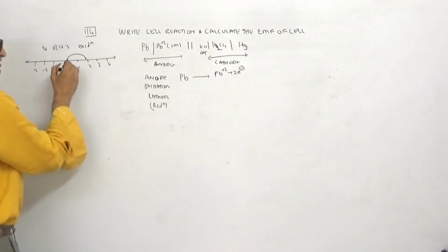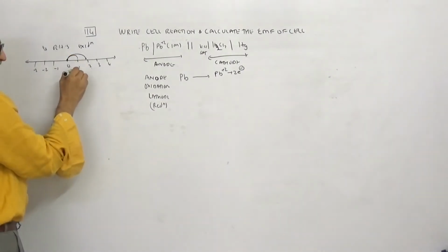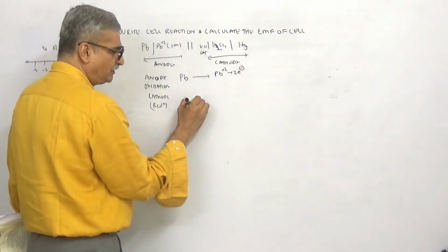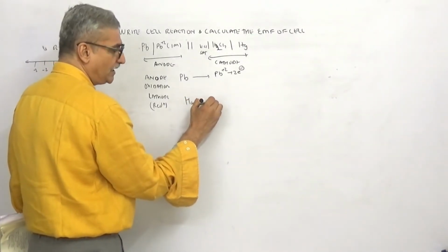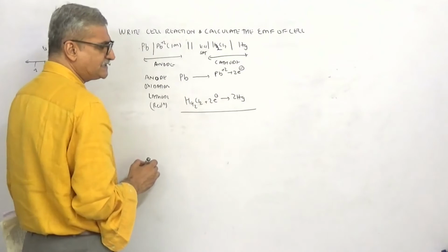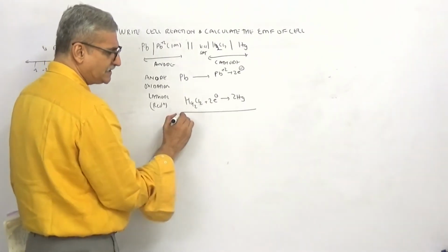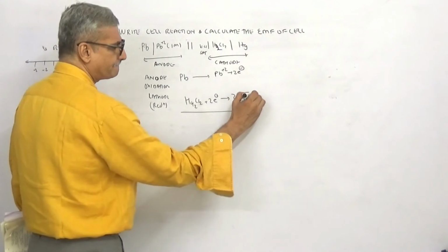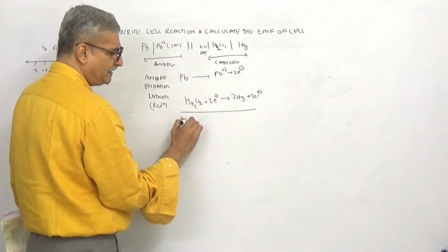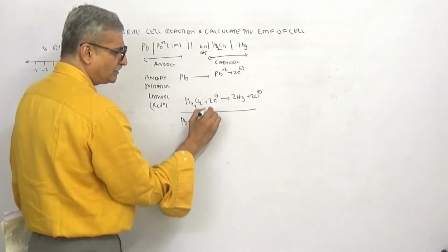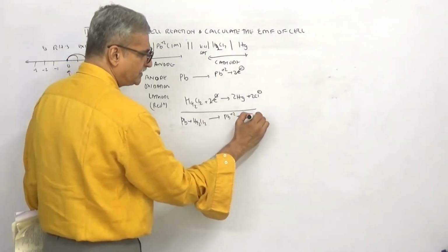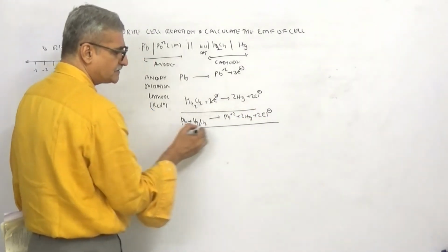So you have Hg to Hg plus 1 or Hg plus 1 to Hg. So reduction is Hg2Cl2 plus 2 electrons forms 2Hg. So your net cell reaction will be what? Your net cell reaction will be Pb plus Hg2Cl2, these two get cancelled, forms Pb plus 2Hg plus 2Cl minus.